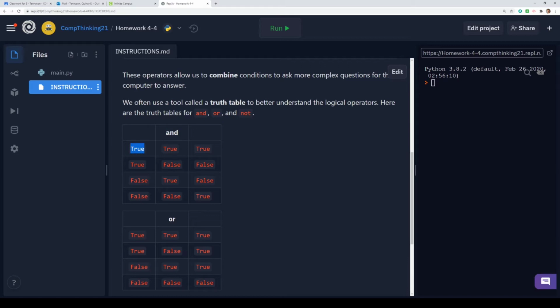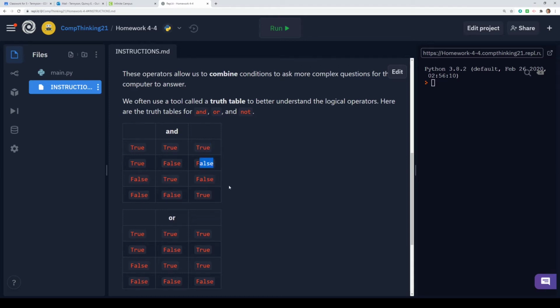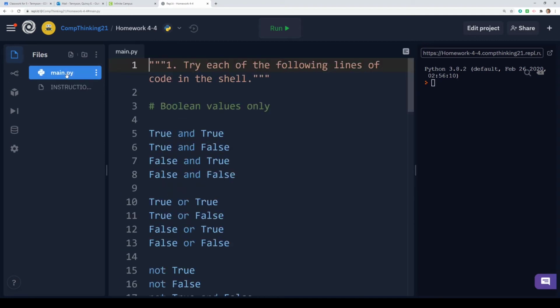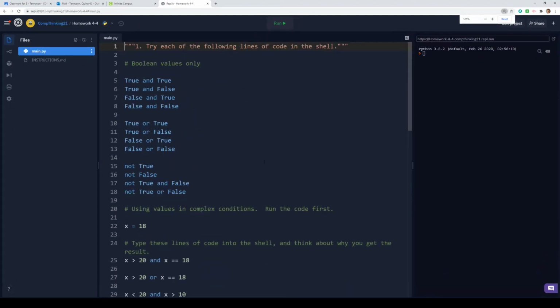And what does true and true evaluate to? Well, it evaluates to true. What about true and false? That evaluates to false. So on and so forth, okay? Same for or, and then not is pretty straightforward as well. So make sure you watch that lecture if you haven't already. Moving on to the code.